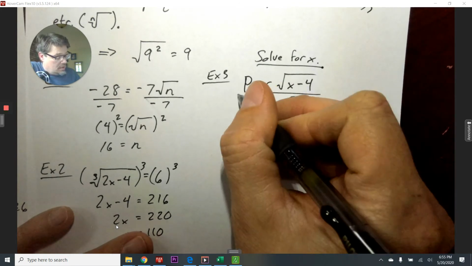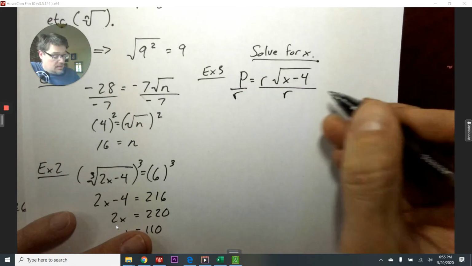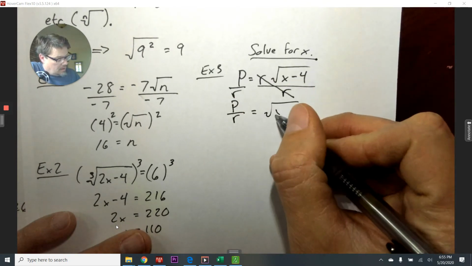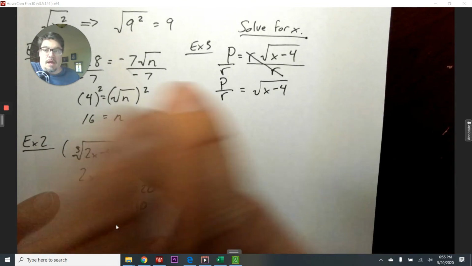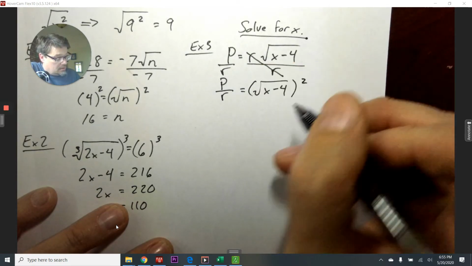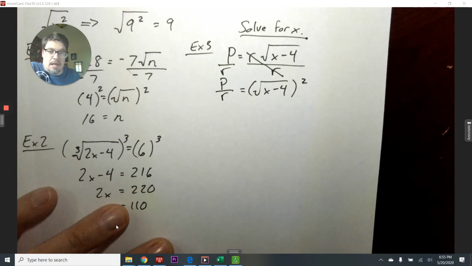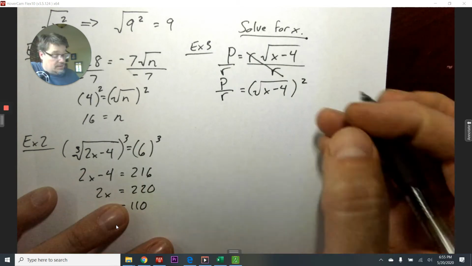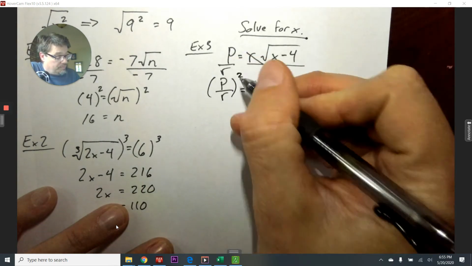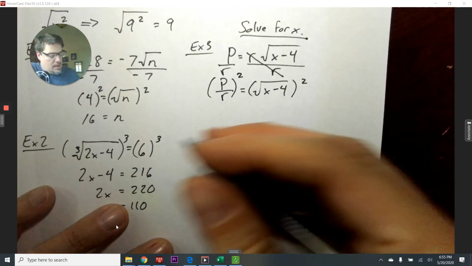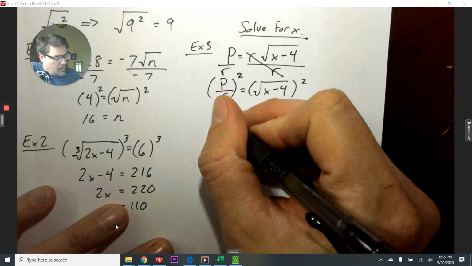We know that we're going to have to divide by r, so that this would cancel out. So now I have p divided by r equals the square root of x minus 4. Now that I have the radical sign isolated on the right-hand side, I can actually square it. So once I square it, I have to square the other side. Now notice, over here, I've been consistently putting the whole side in parentheses. I need to put it over both p and r. So they are both being squared at this point. I could write this a couple ways. I'm going to leave it like this for now.